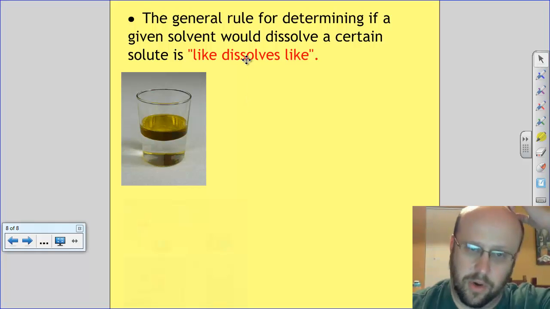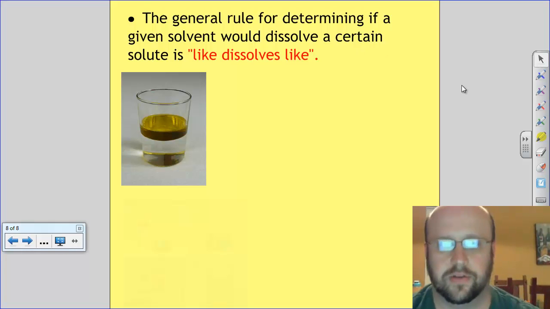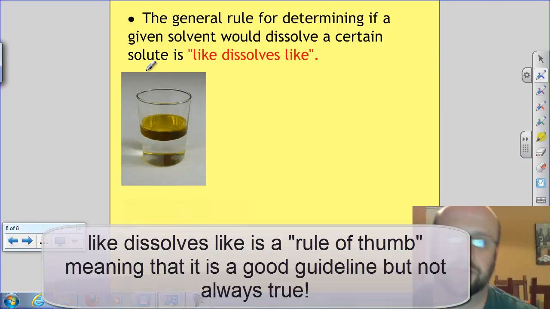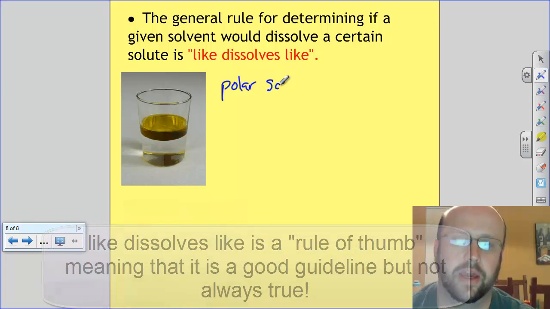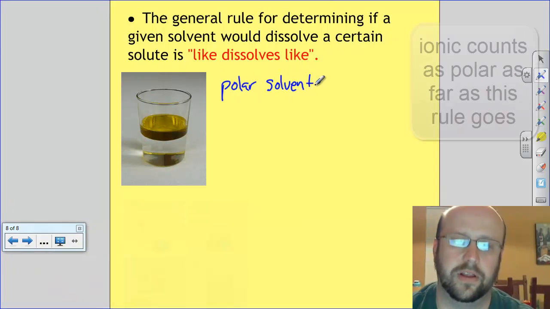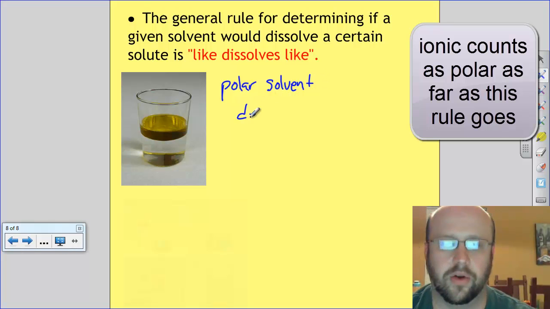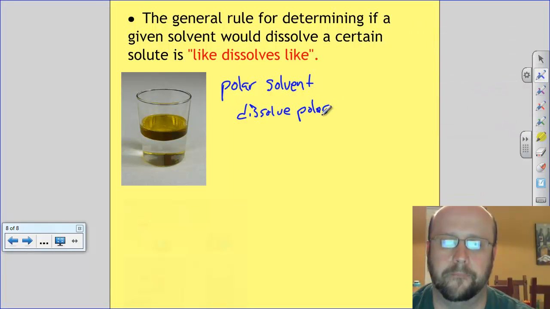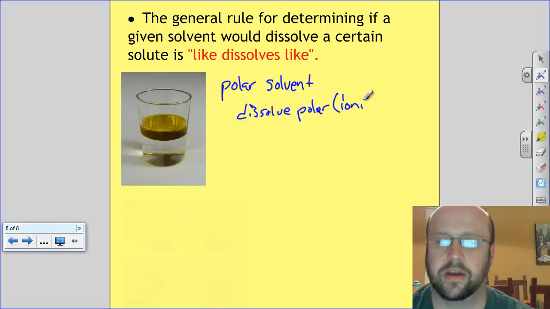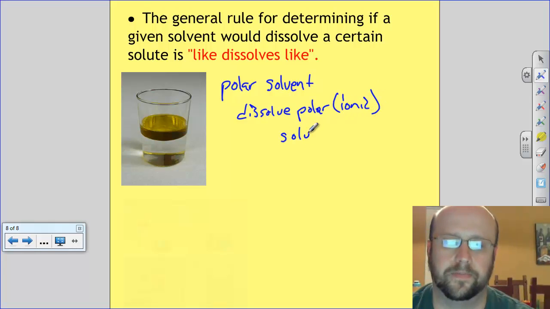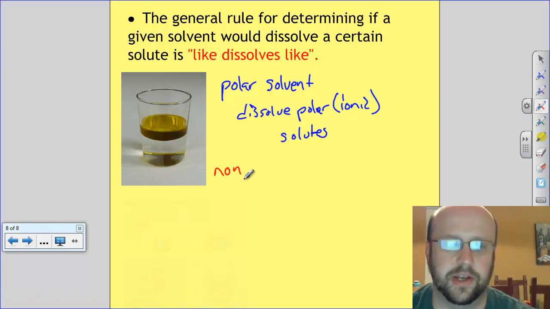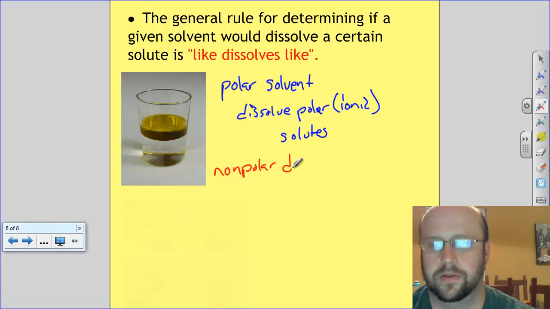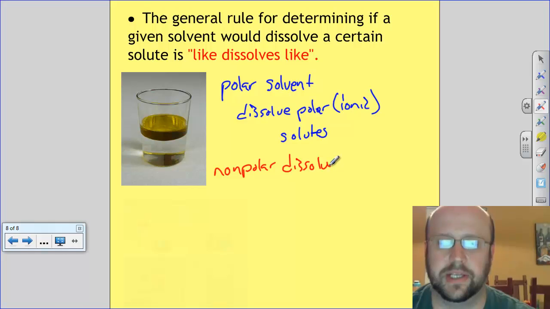And here's the way it basically works. The general rule is that like dissolves like. You'll hear that term a lot used in science. So what does that basically mean? Here's what it means. Polar solvents, so water is polar, we've talked about that a ton of times, polar solvents are going to dissolve polar, or you could say ionic, solutes. And then the corollary of that is that nonpolar dissolves nonpolar.